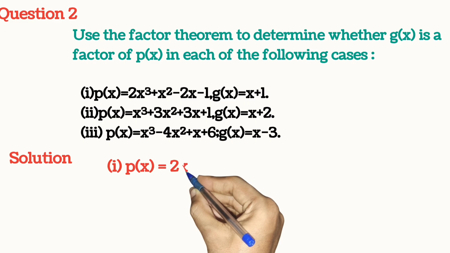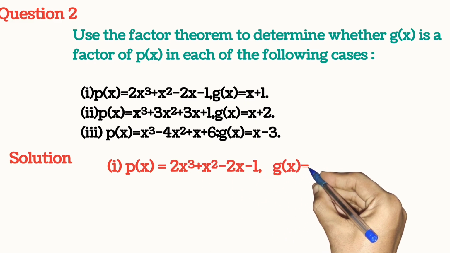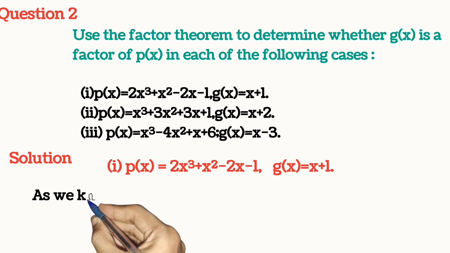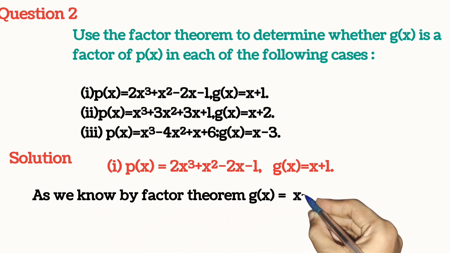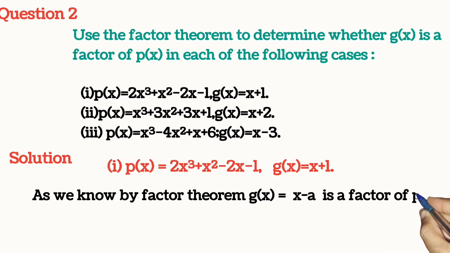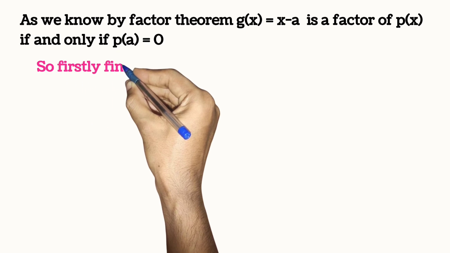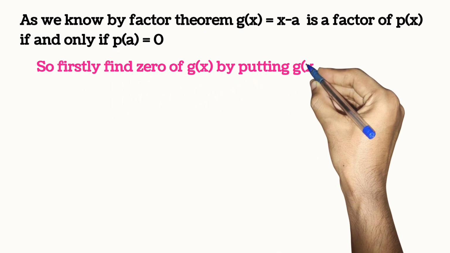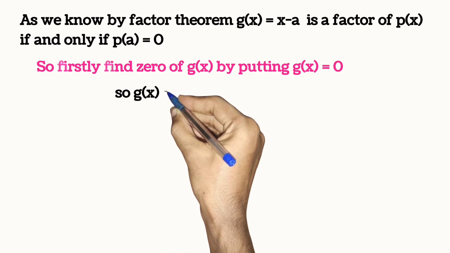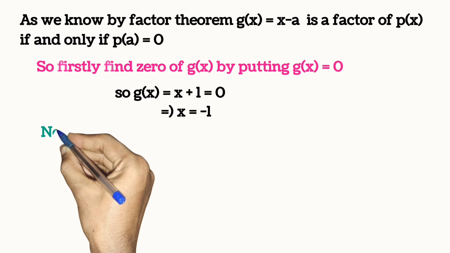First polynomial is p(x) = 2x³ + x² − 2x − 1 and g(x) = x + 1. As we know by the factor theorem, g(x) = x − a is a factor of p(x) if and only if p(a) = 0. So firstly find the zero of g(x) by putting g(x) = 0. So g(x) = x + 1 = 0, then x = −1.